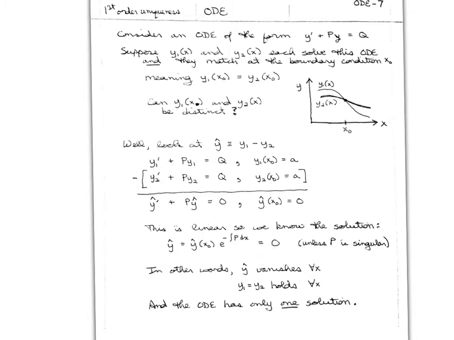y hat itself vanishes, except in some extreme case where p is singular, but then you'd have other problems with your differential equation. So in other words, what we found is that y1 minus y2, or y hat, vanishes for any value of x. So y1 and y2 agree at every value of x. So the ordinary differential equation really does have only one solution after all, and this drawing is not realistic. The curves y1 and y2, if they match at any one point, they match at every point. And this is what we mean by uniqueness.